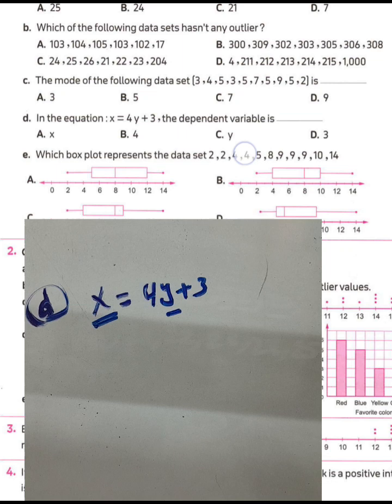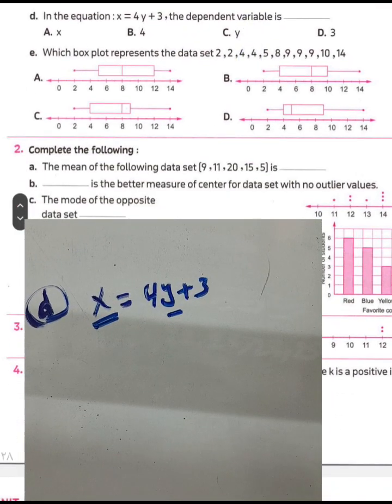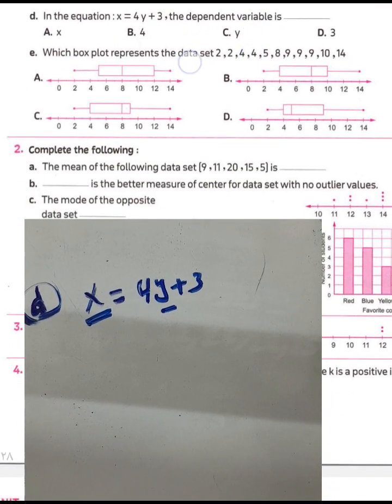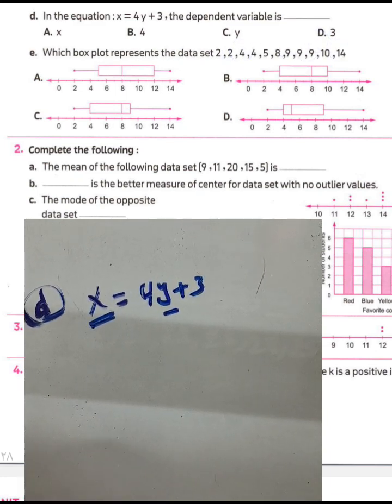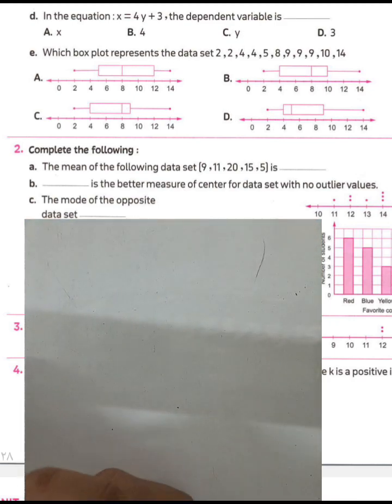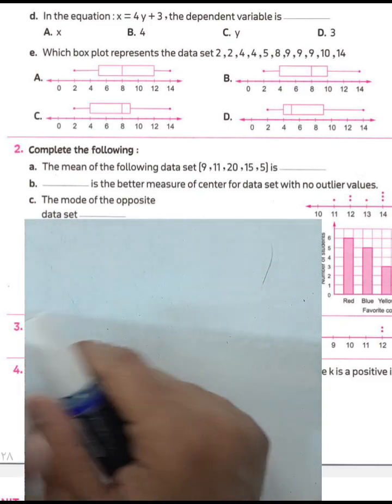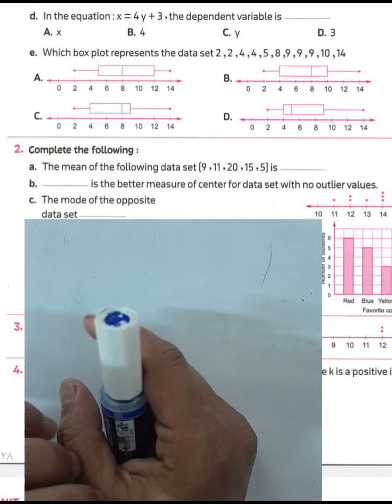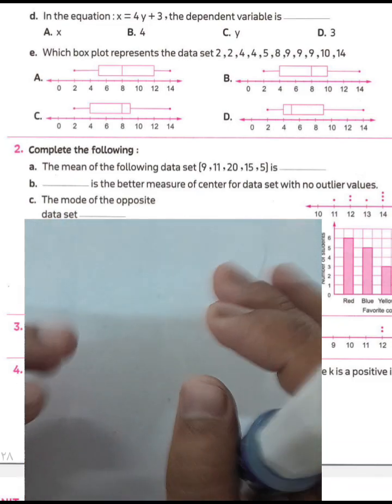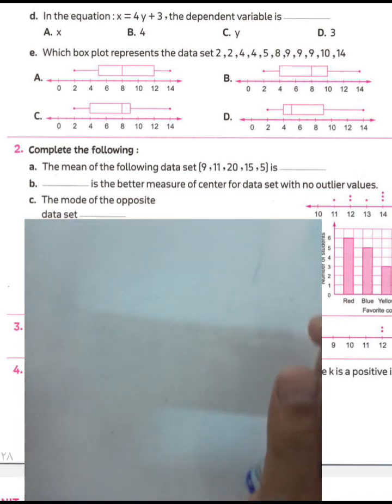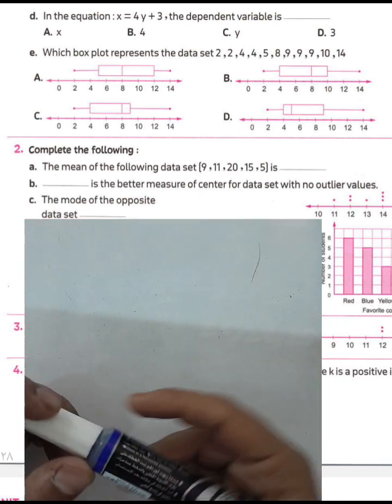Question letter E. Which box plot represents the data 2, 2, 4, 4, 5, 8, 9, 9, 9, 10, and 14? First, we must arrange all the values from least to greatest, and then find the median of all digits, and then find the lower quartile and upper quartile and the minimum and the maximum.